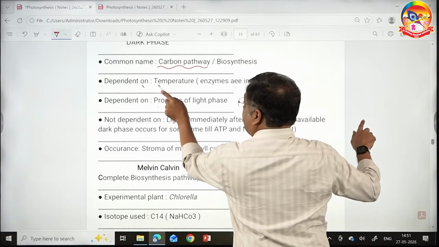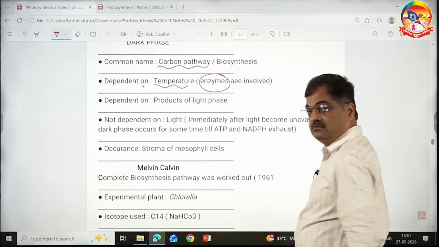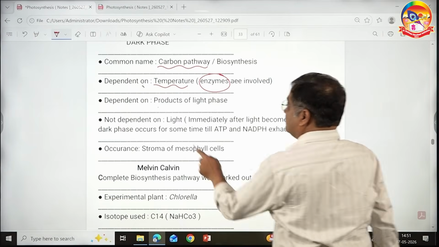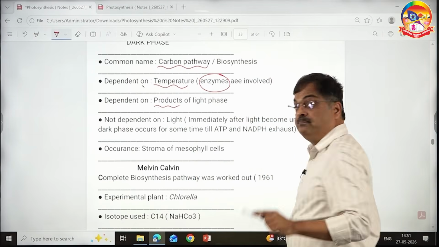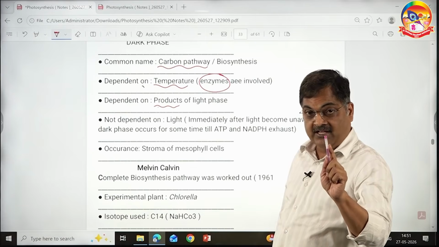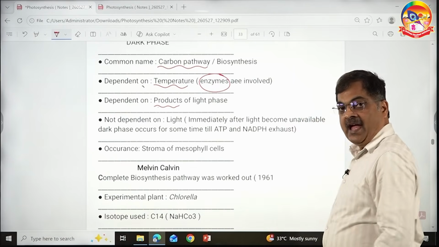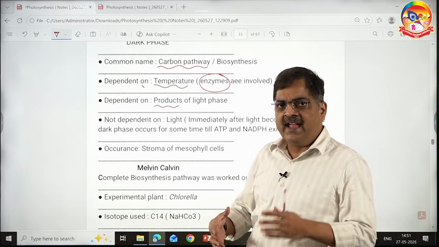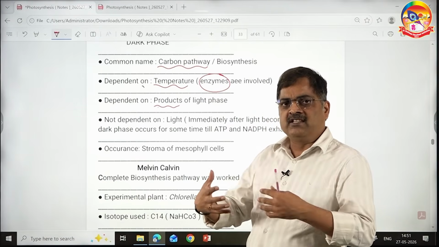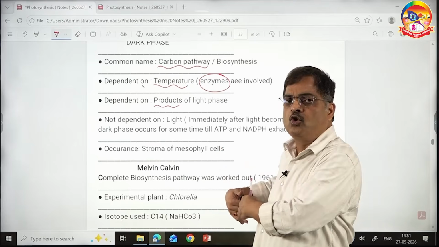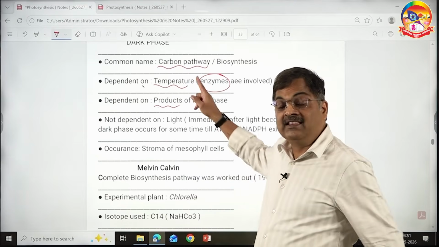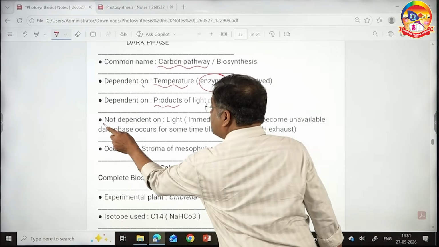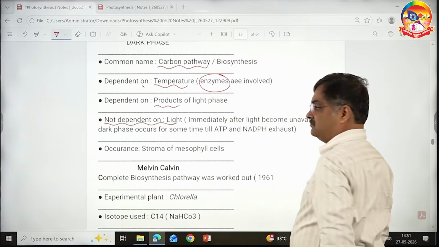It is temperature dependent because enzymes are involved. Enzymes are temperature sensitive, as you studied in the enzymes chapter. It is dependent on the products of the light phase, not on light. Those products are high energy intermediates. Why do we say intermediates? Because ATP and NADPH2 are surely intermediates, since ultimately they produce glucose. All right, those high energy intermediates we synthesized in the light phase. It is not dependent on light.